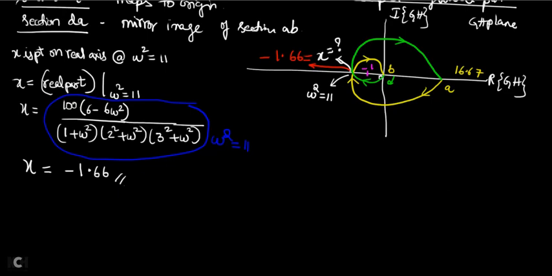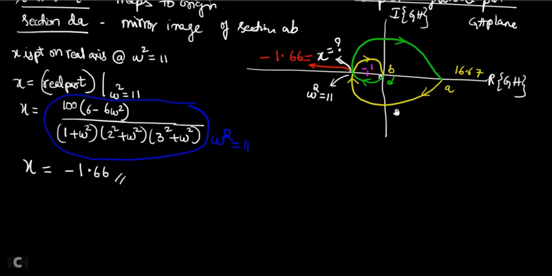Now you find out how many circles are there around minus 1. Say there is one circle in the clockwise direction. This is a small circle around minus 1 in clockwise. And there is one more circle around minus 1, a bigger circle. That is also in the clockwise direction.